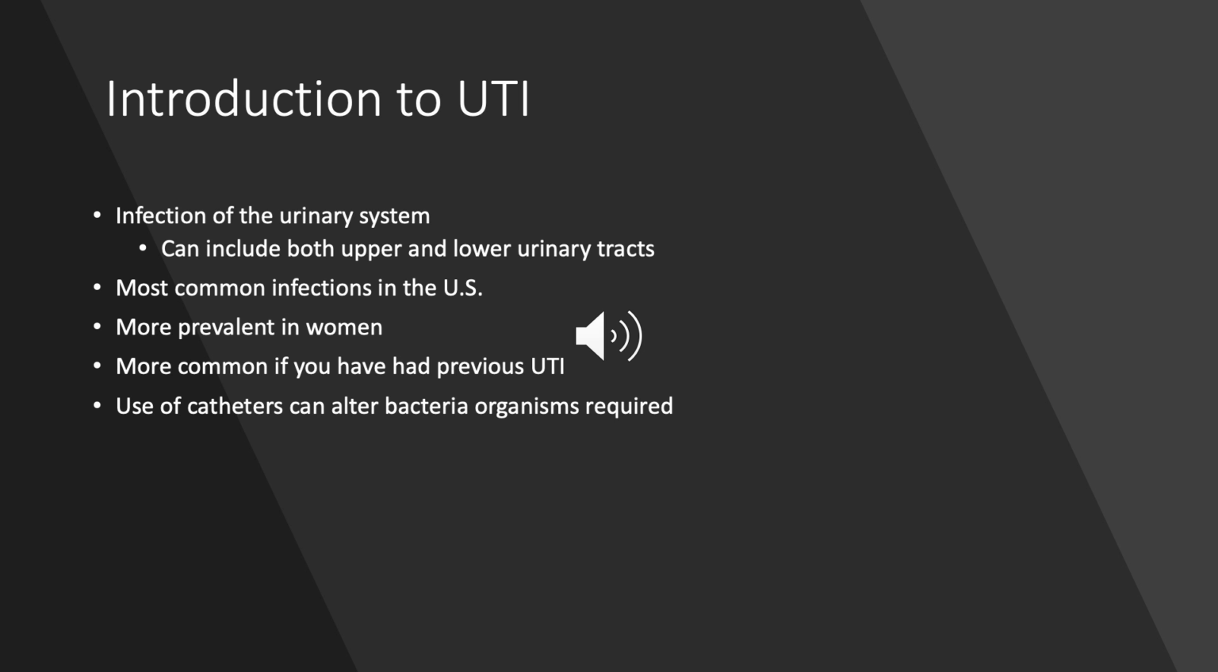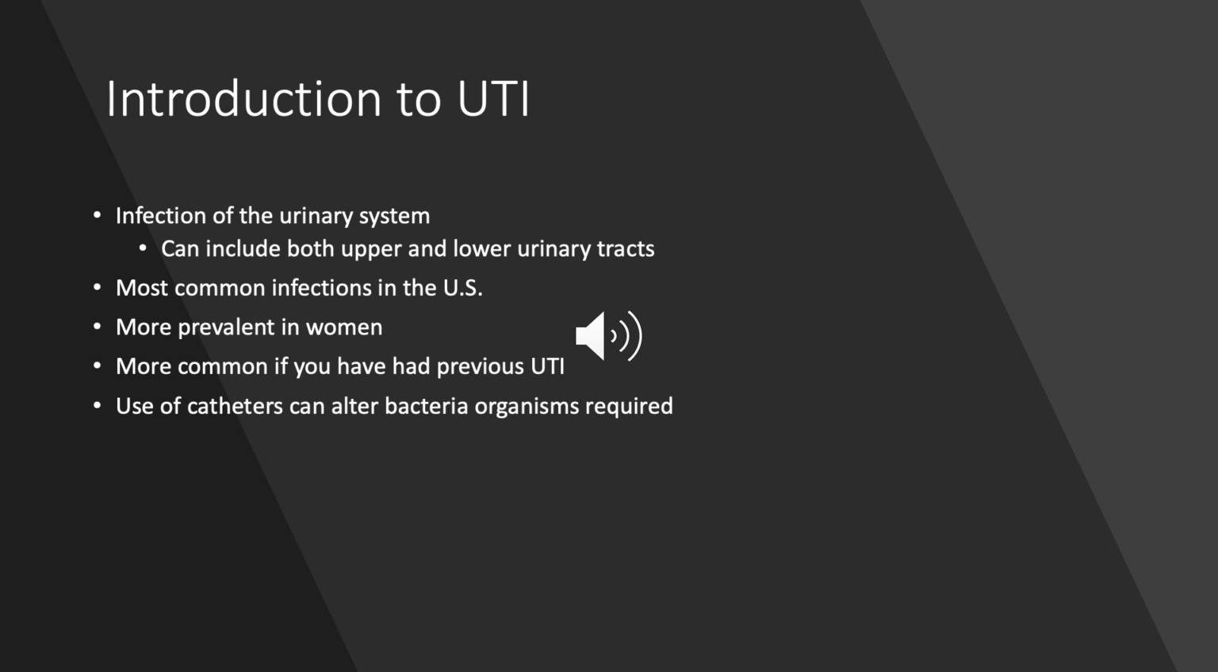A urinary tract infection is commonly referred to as a UTI, and it is an infection of the urinary system. It can include upper and lower urinary tracts at the same time, or it can be isolated to one part as either an upper urinary tract infection, known as pyelonephritis, or a lower urinary tract infection, known as cystitis.